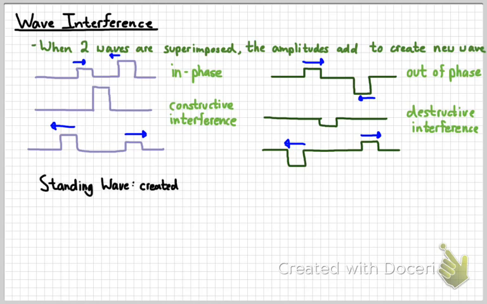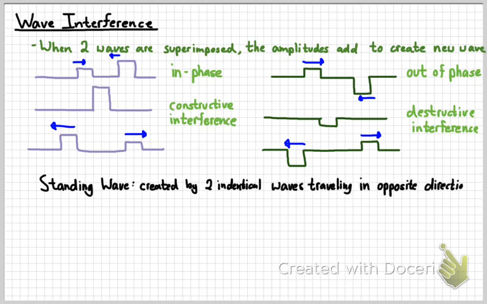One example of wave interference we saw in class is a standing wave. That's the pattern created by two identical waves traveling in opposite directions. I showed you this in class with the string vibrator. And we used the strobe light to freeze the wave in time so we could actually see the pattern created.